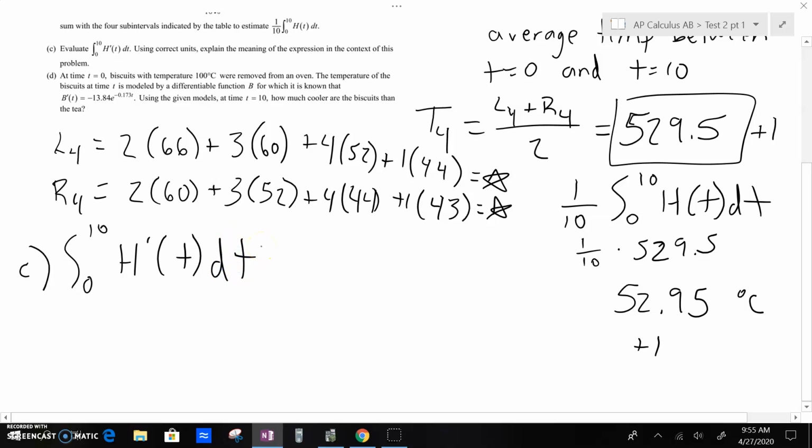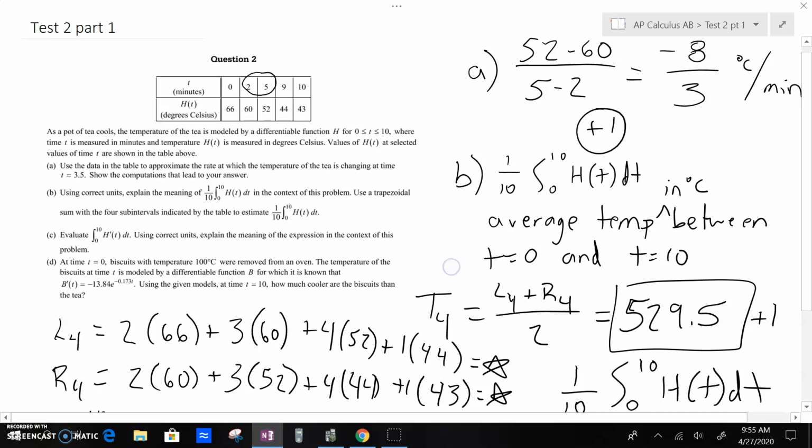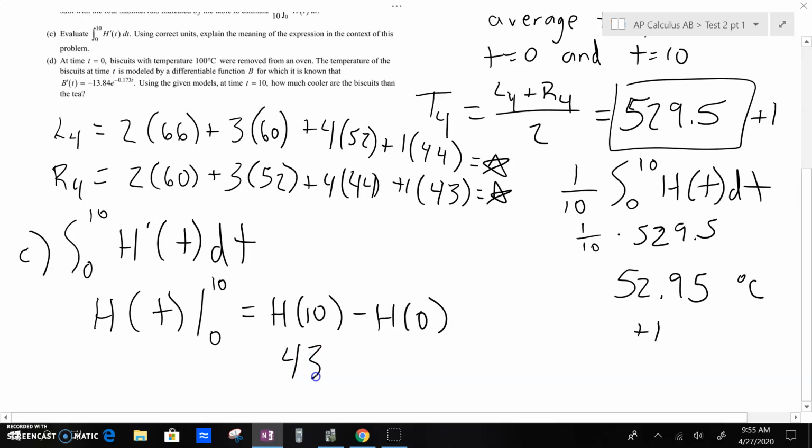So I just need to know that when you have an integral and it hits a derivative, it knocks out the derivative. In other words, when you integrate a derivative, you get the function. Then integration also involves plugging in the endpoints, so that means h of 10 minus h of 0. Mechanically speaking, the derivative and integral knock each other out. You plug in endpoints, h of 10 minus h of 0, that the table gave us. H of 10 is 43, h of 0 is 66. So 43 minus 66, which is going to give us a negative number.